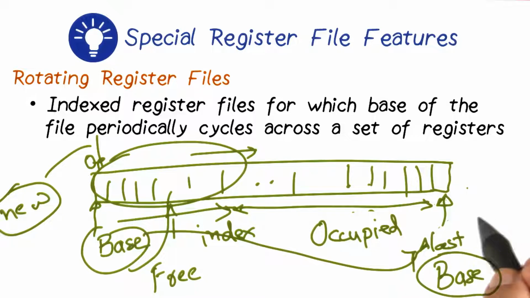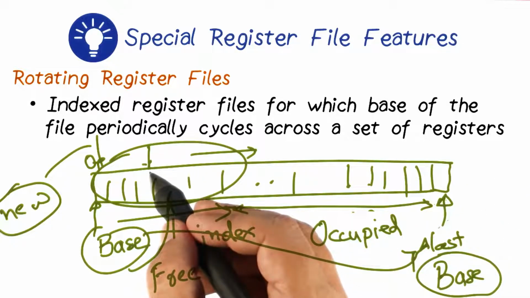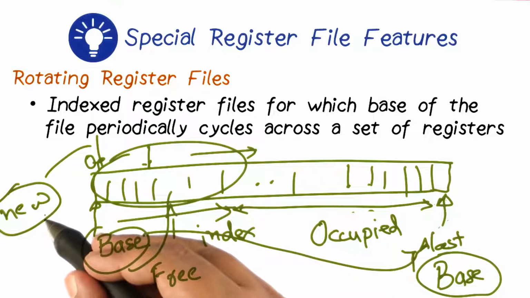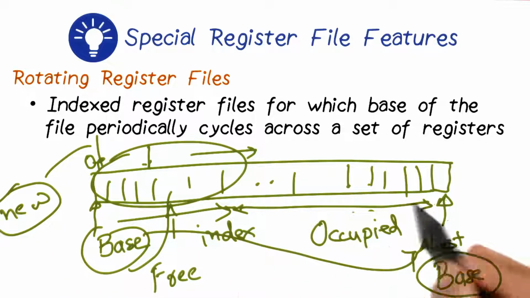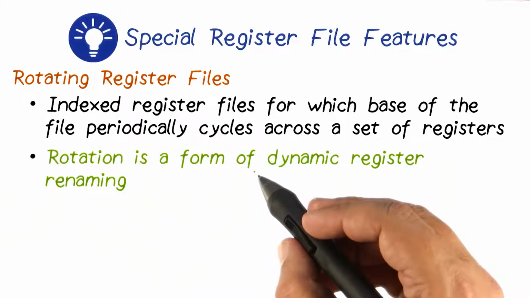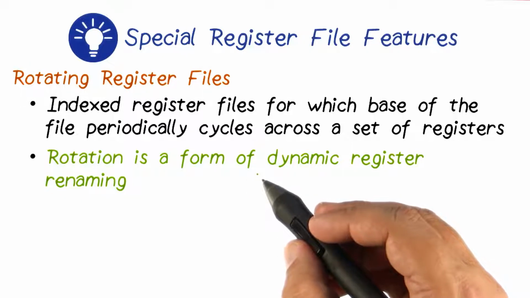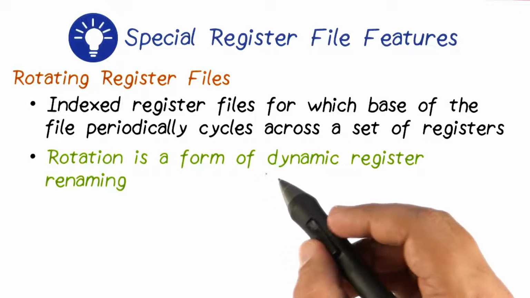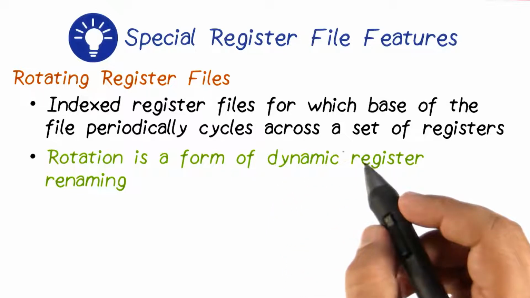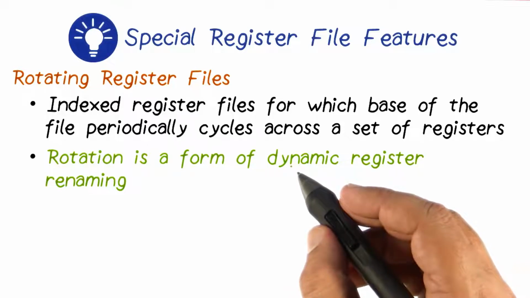You add an index to it, and you take a modulo to get a register over here, and this is the next free register which is given out from here, and that's why this is called a rotating register file. So as you can see, by shifting the base, we are changing which register gets allocated because we are allocating them in sort of a wrapped manner. And so rotation is a form of dynamic register renaming in which when we wrap to the beginning of the register file, we start reallocating from there.